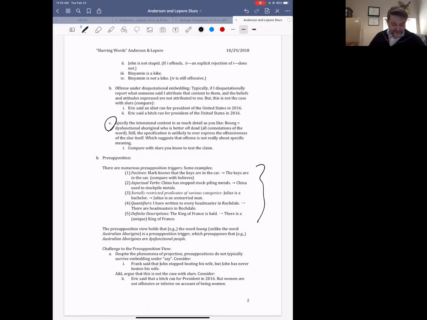So this might give us some initial reason to think the presupposition view is correct. However, there are certain other tests that suggest that the presupposition view is inaccurate. One thing is that presuppositions do not typically survive embedding under, say, an intentional context where it's actually being attributed to someone else.